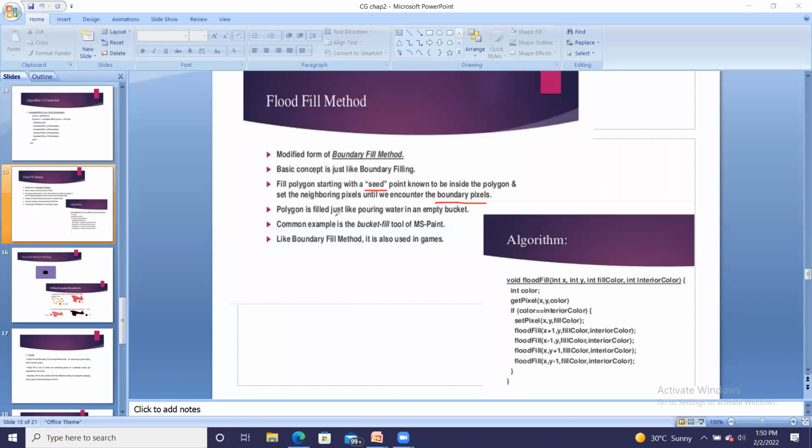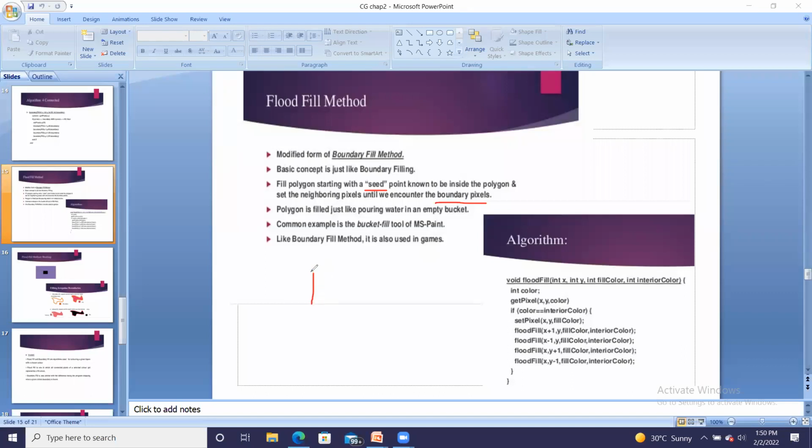So here the polygon is filled just like pouring water in an empty bucket. However we are filling the water in the bucket, in the same way coloring is carried out here. A common example is the bucket fill tool of MS Paint. Many of you have used the Paint application on the computer, and there we use the bucket fill.